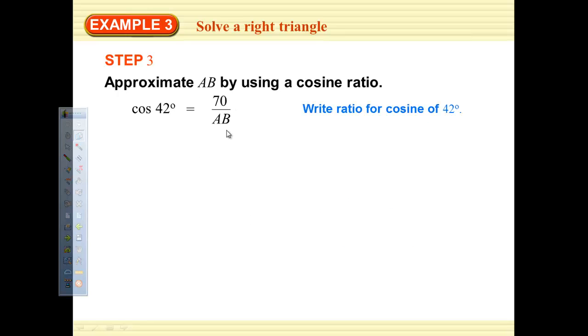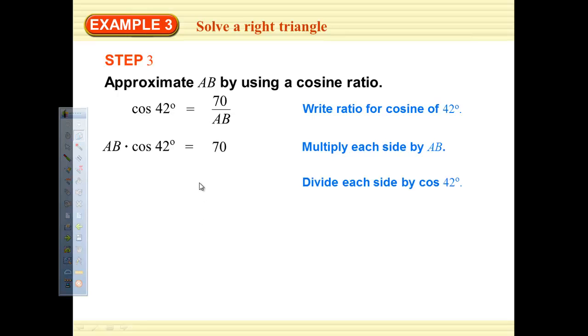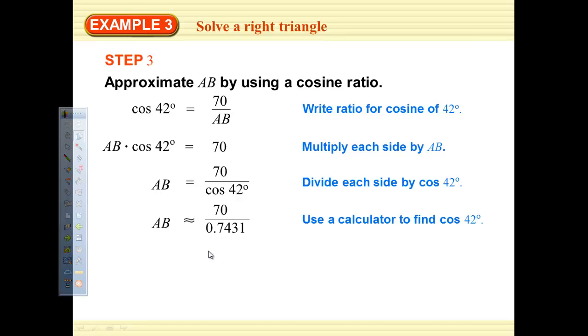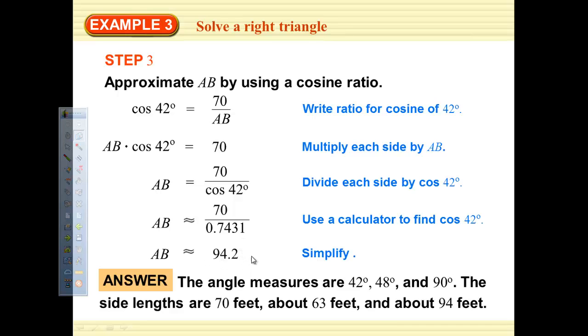Good. So that's 70 over, we said y, multiply both sides by AB, and then divide both sides by cosine 42. Again, try to avoid using decimal numbers when you can. And we get, calculating it out, 94.2. So that gives us all three angles and all three sides.